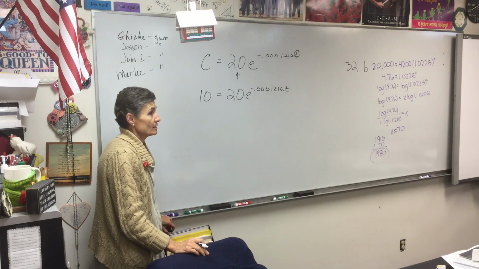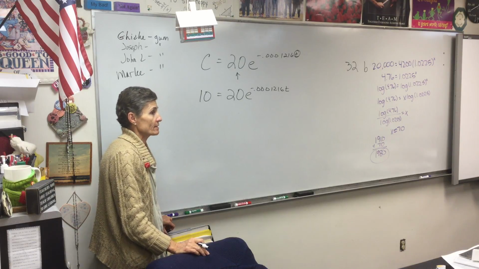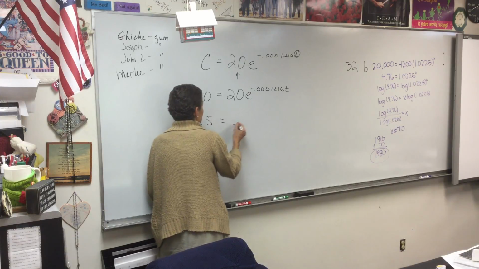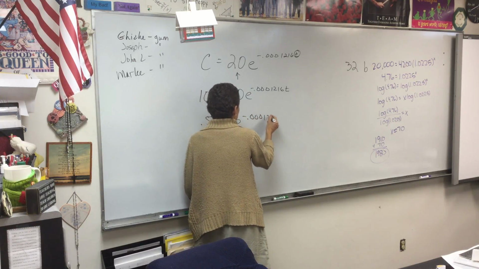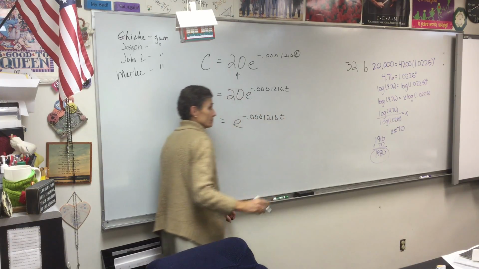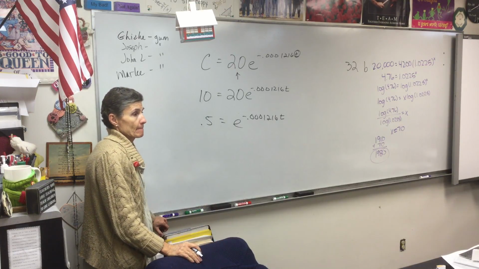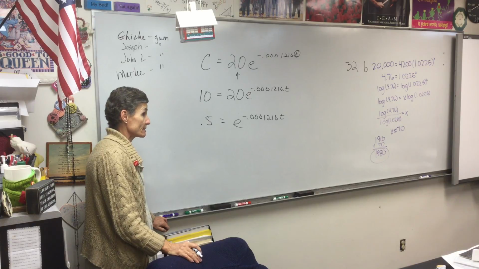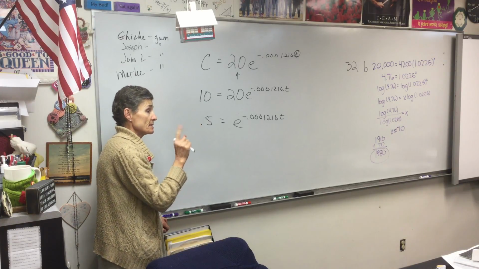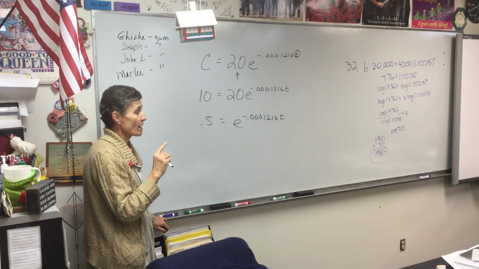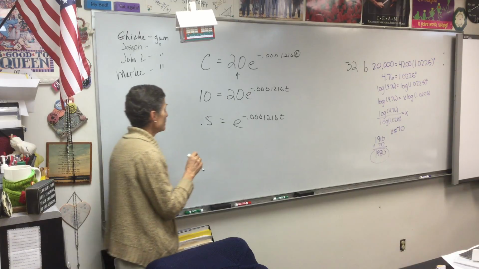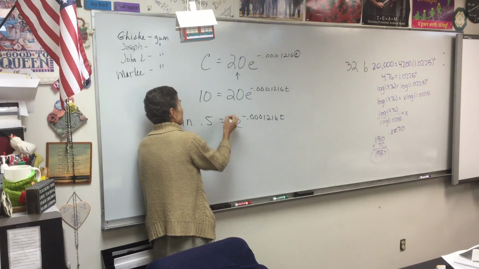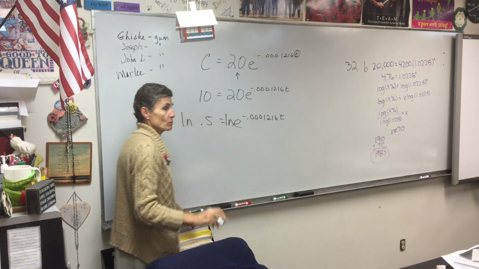Divide by 20. That's how you do it. Every single time you divide by this number. Now I'm going to take the logarithm of both sides. Now, this is a personal preference. You don't have to do it, but it makes it easier. When I take the logarithm of both sides, I'm going to take the natural logarithm of both sides.